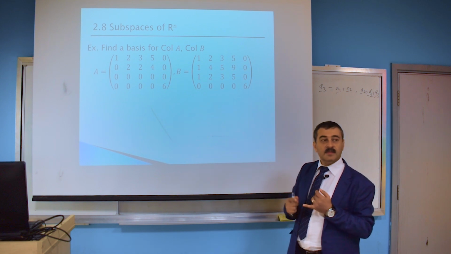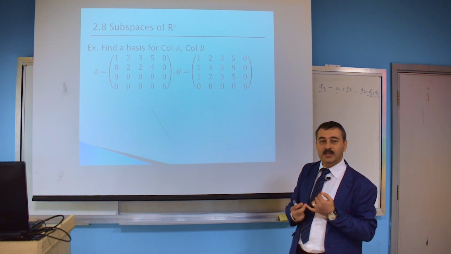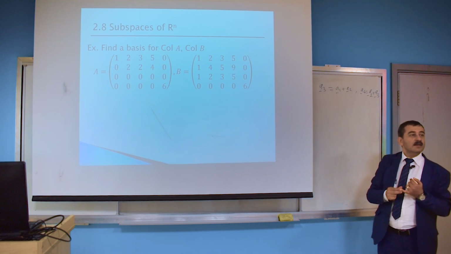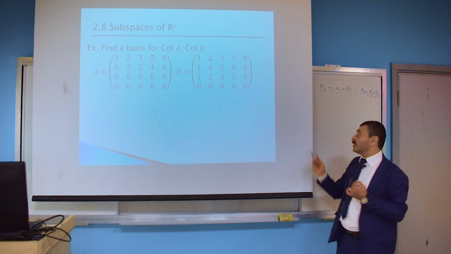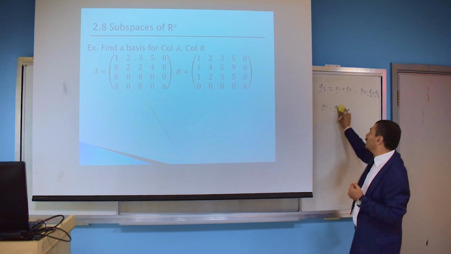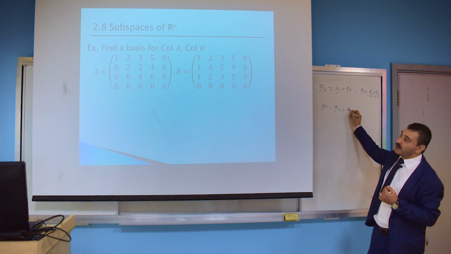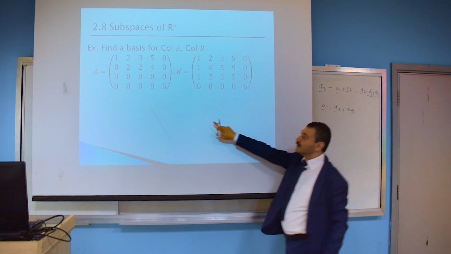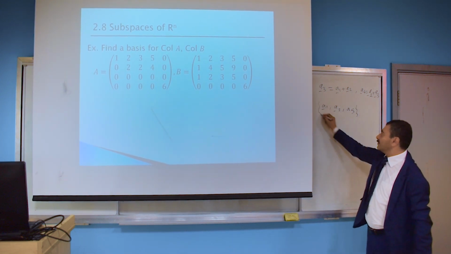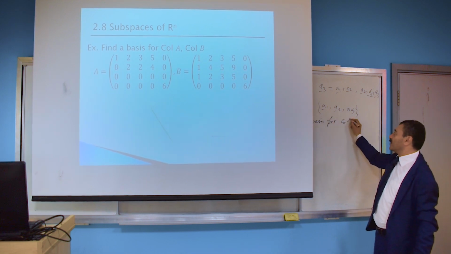Take A1, A2; A3 is a linear combination of 1 and 2. We could take A1 and A3, or A2, A1 and A2. Be careful, A5 you must take, the only one that has a 6 here. So these can be a basis for the column space of A.